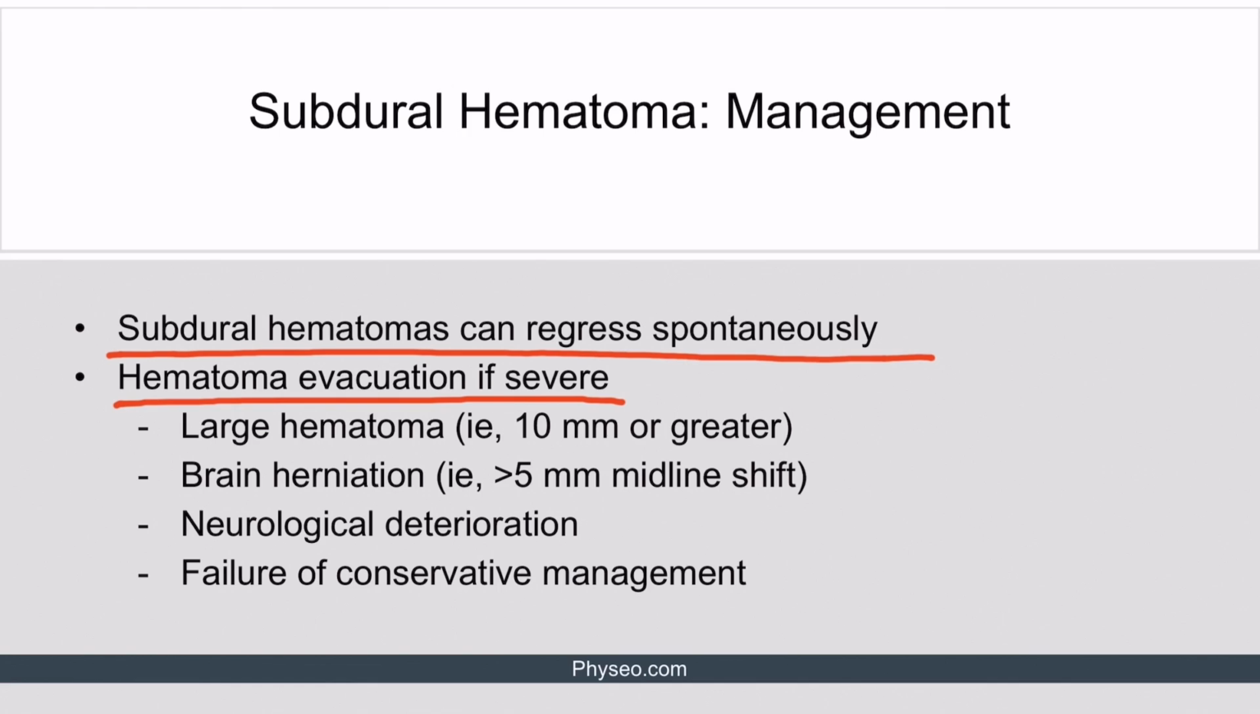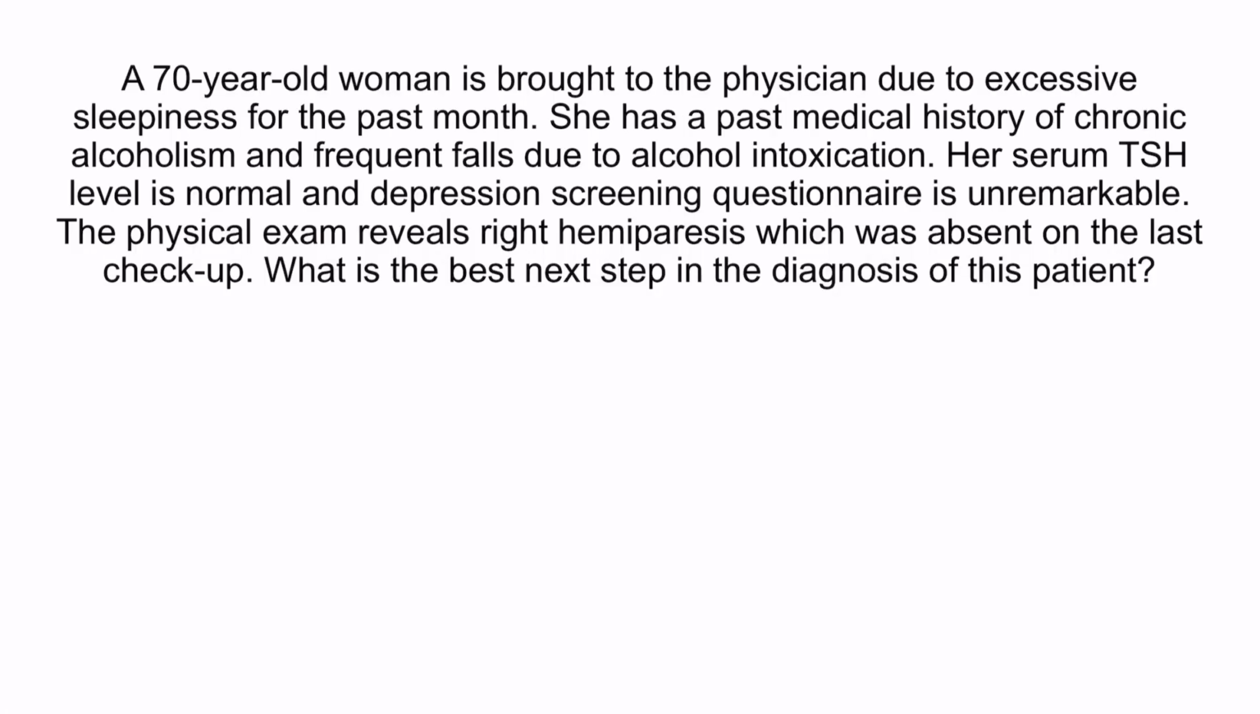has failed conservative management. A 70-year-old woman is brought to the physician due to excessive sleepiness for the past month. She has a past medical history of chronic alcoholism and frequent falls due to alcohol intoxication. Her serum TSH level is normal and depression screening questionnaire is unremarkable. The physical exam reveals right hemiparesis, which was absent on the last checkup. What is the best next step in the diagnosis of this patient?